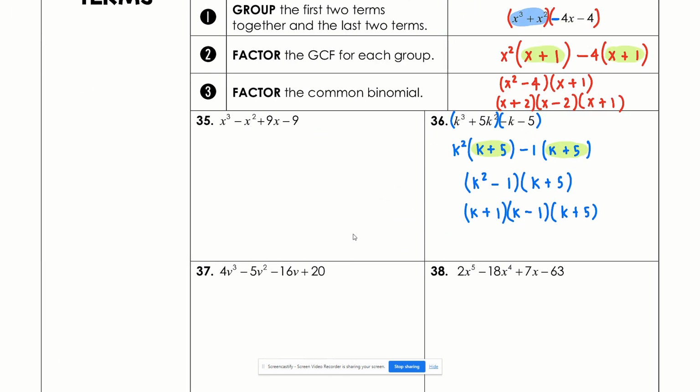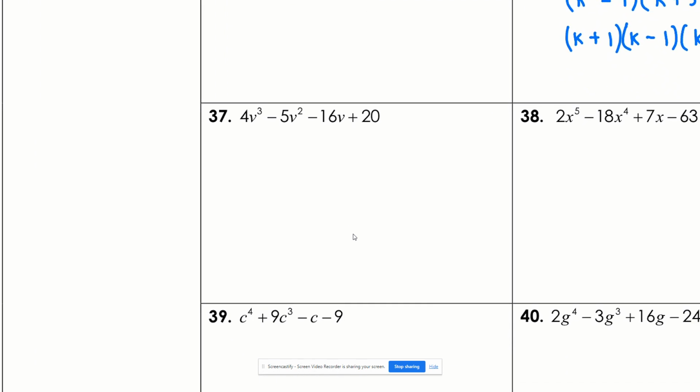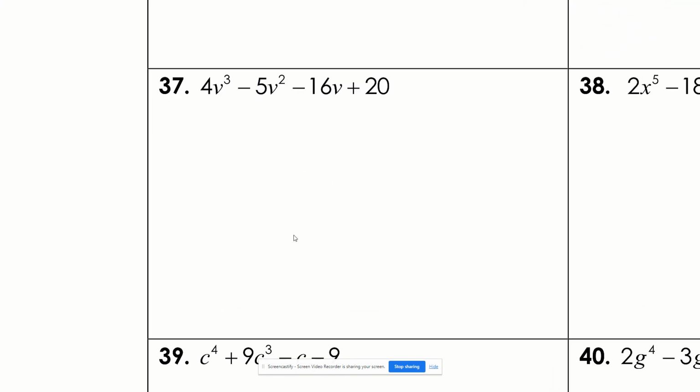All right? Good time, right? I think you guys probably enjoy this. Let's do number 37. Again, look. 1 or 3, 2, 1, 0. It's in standard form. Also, 1, 2, 3, 4 terms. So factor by grouping.